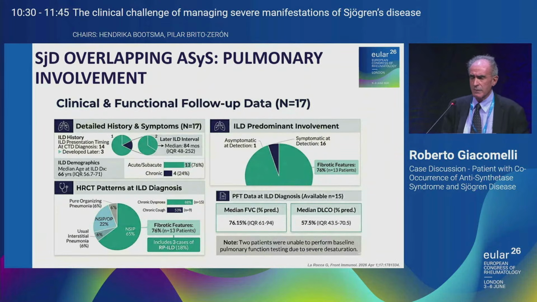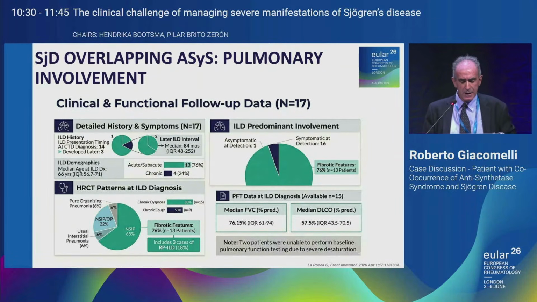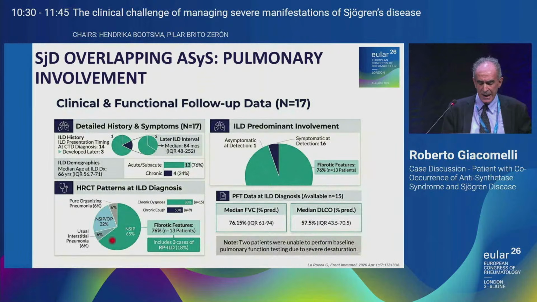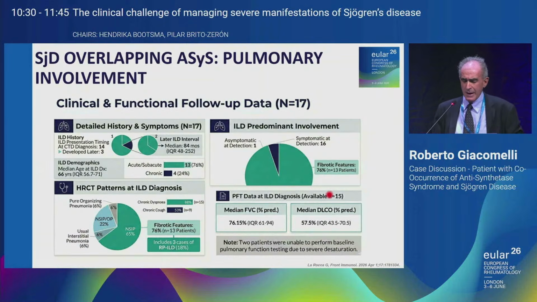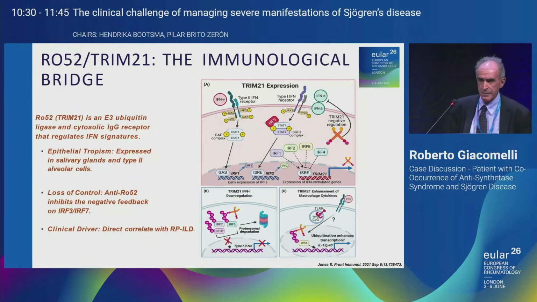The clinical features of these patients are very important because we observed that the interstitial lung disease was already present at the onset of the disease in 14 patients. The HRCT pattern was largely NSIP, and only in a small part of patients the usual interstitial pneumonia. The predominant ILD involvement was fibrotic and not cellular. And what we observed at the onset of the ILD diagnosis was a significant reduction of the DLCO that should be considered a very important clinical biomarker in this subset of patients.